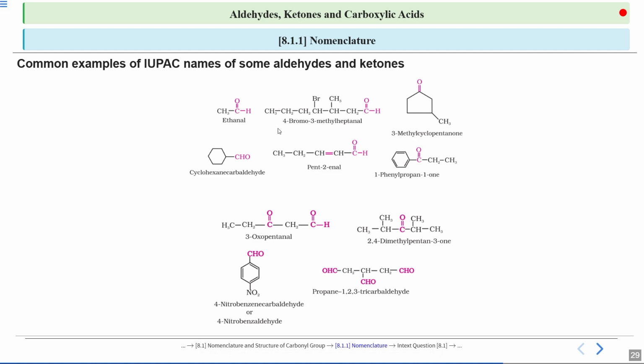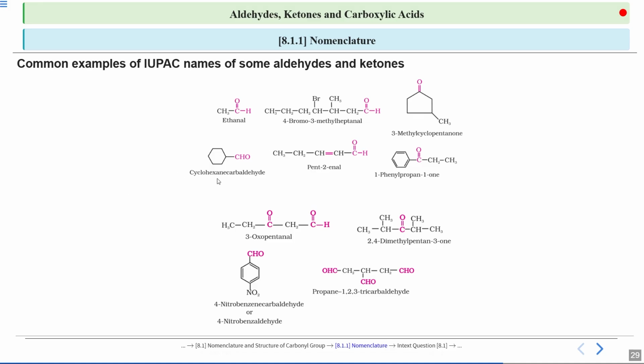Similarly, this is an example of a ketone. On one side of the ketone, there is a phenyl ring. How will you do the numbering? It will be 1, 2, 3. On first carbon, a phenyl group is attached. So 1-phenylpropan-1-one. The 1 over here in propan-1-one denotes the position of the carbonyl group.